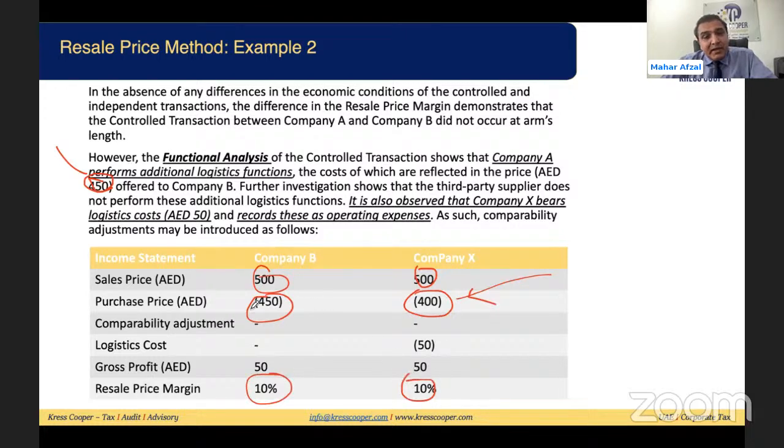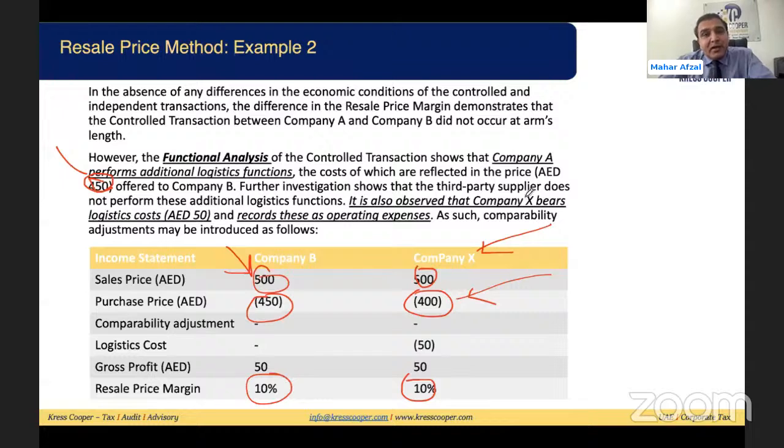Because here, one party is performing the logistic function. A is charging 50 to B for the logistic function, which costs 50. B is performing the logistic function by itself, and B says this is the cost of 50. So in both of the cases, X cost will be 400 plus 50, 450. B is already at 450 because this is already built into the price, since this service has been provided by the supplier A. So in both of the cases, the margin will be the same.